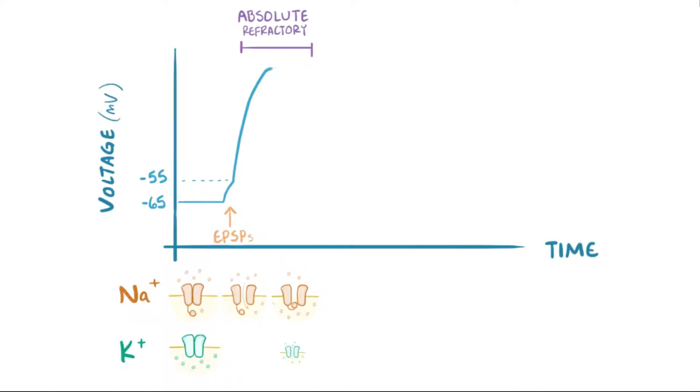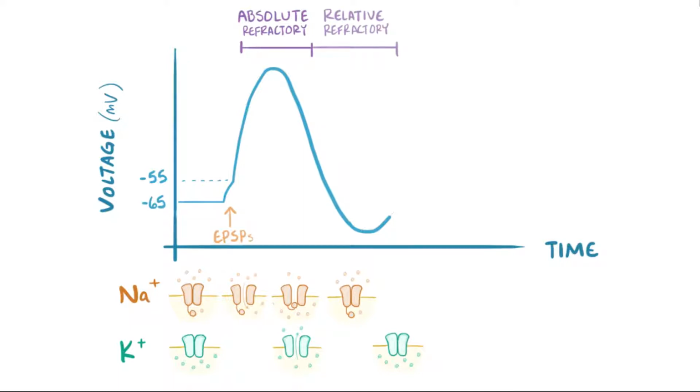Voltage-gated potassium channels then open, and along with the sodium-potassium pump, start to repolarize the cell. So much so that it overshoots and hyperpolarizes the cell. Next, the sodium channels enter their closed resting state, while at the same time potassium channels start to close, meaning that we're in the relative refractory period. Until finally they all close and we get to our resting membrane potential once again.